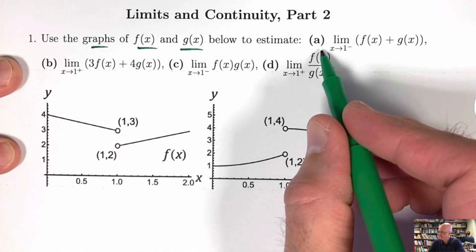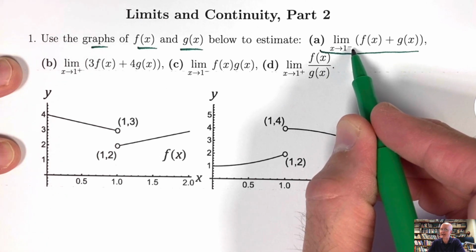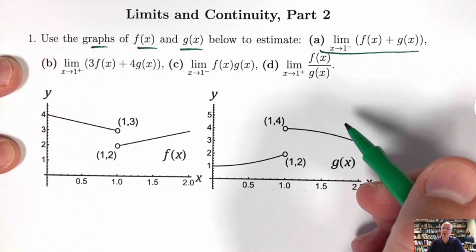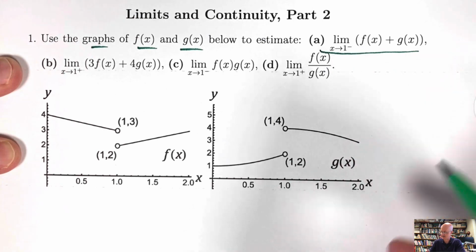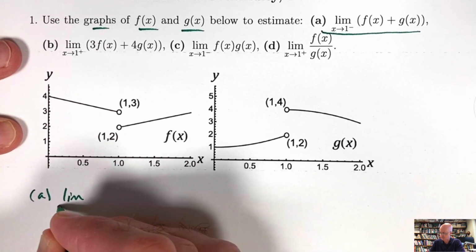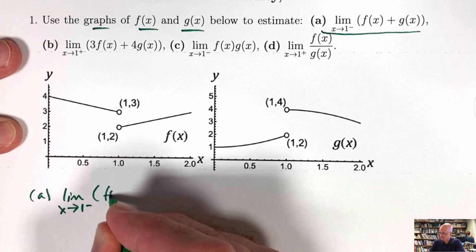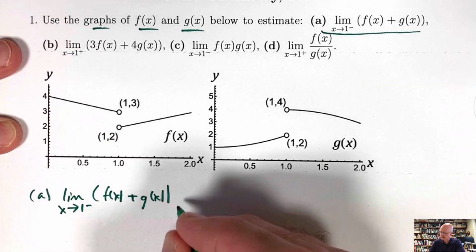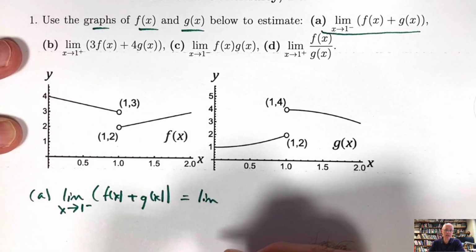So start with part A. The limit as x approaches 1 from the left, again that minus sign to the right of the number means from the left. If it were a plus sign to the right of the number, it would mean from the right, of the sum f of x plus g of x. The first thing to write down is just the key property of limits that we want to use here. The limit as x approaches 1 from the left of the sum f of x plus g of x, assuming these limits exist, and in writing this equation I'm really assuming these limits exist, is the sum of the limits of the individual functions.